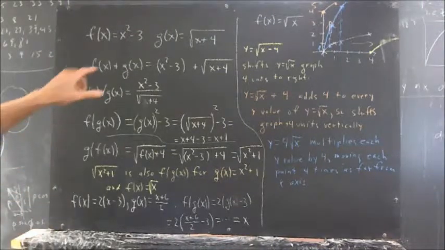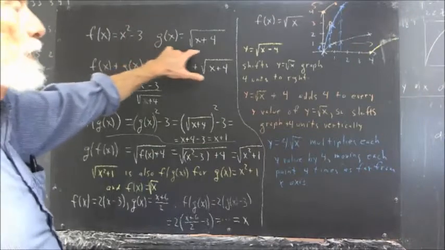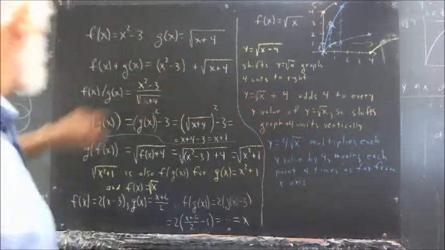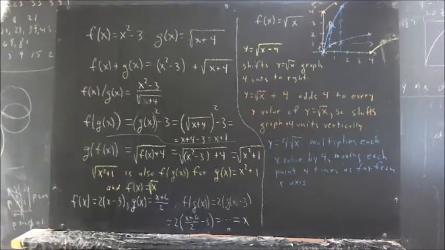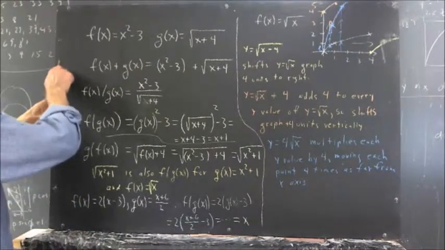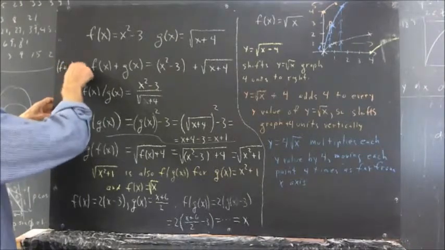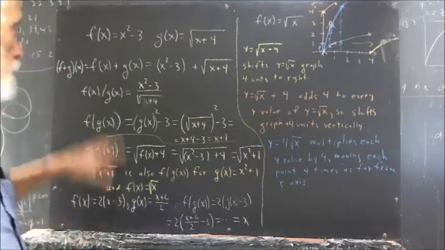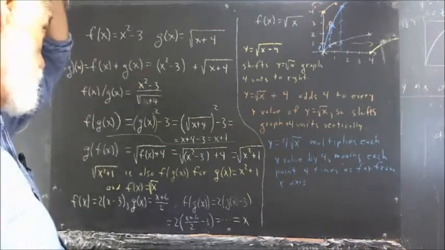We have the two functions f of x equals x cubed minus x squared minus 3, and g of x equals the square root of x plus 4. We want to calculate the function f of x plus g of x. And we could designate this as the function f plus g of x, a new function that we call f plus g, and it's defined in the obvious manner by adding the f of x and the g of x functions.